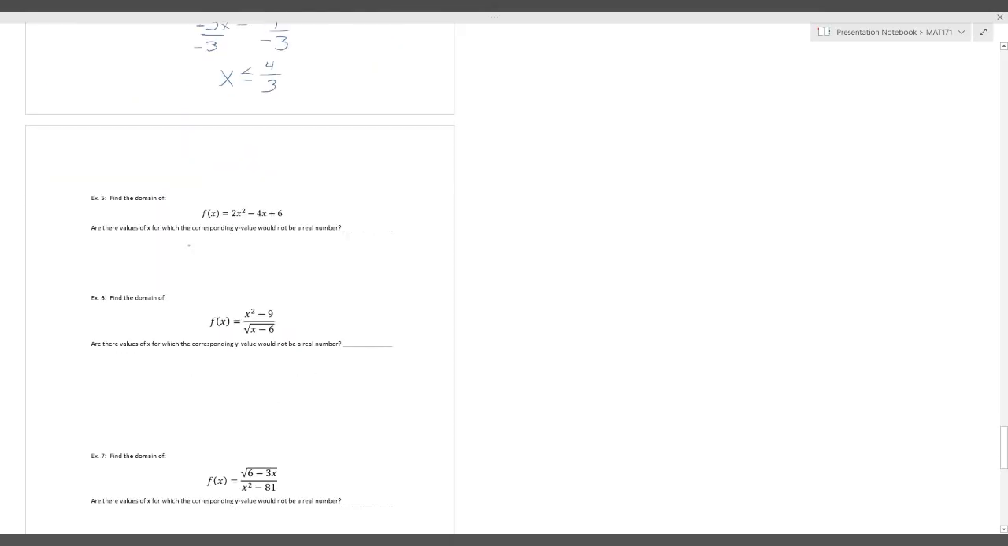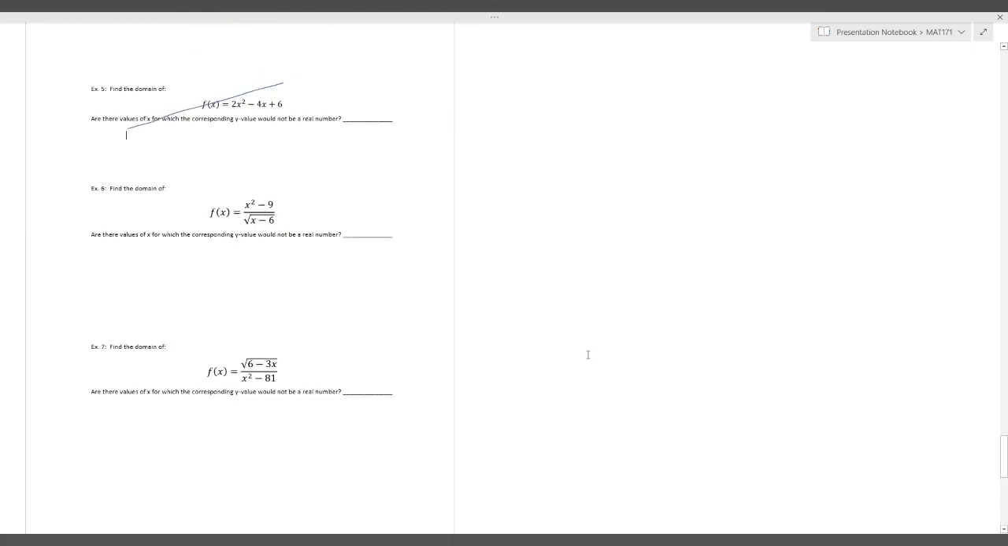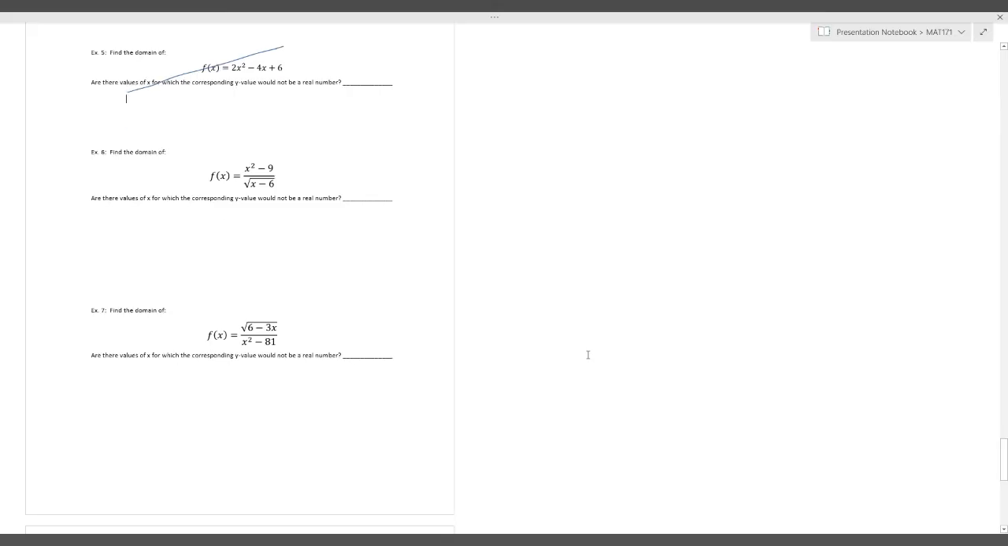We are going to actually skip this one for now because we have not covered factoring quadratics. But we are going to move on to our next example here. Okay.